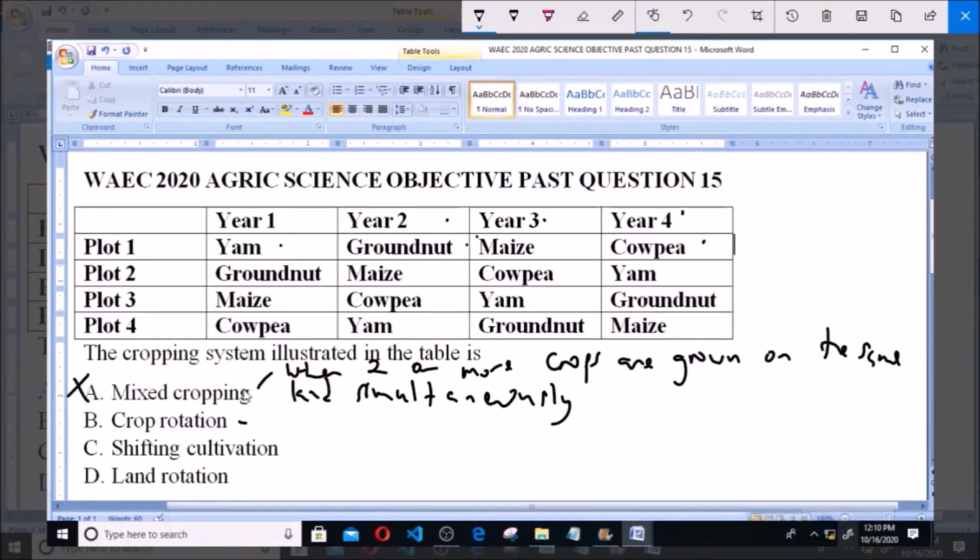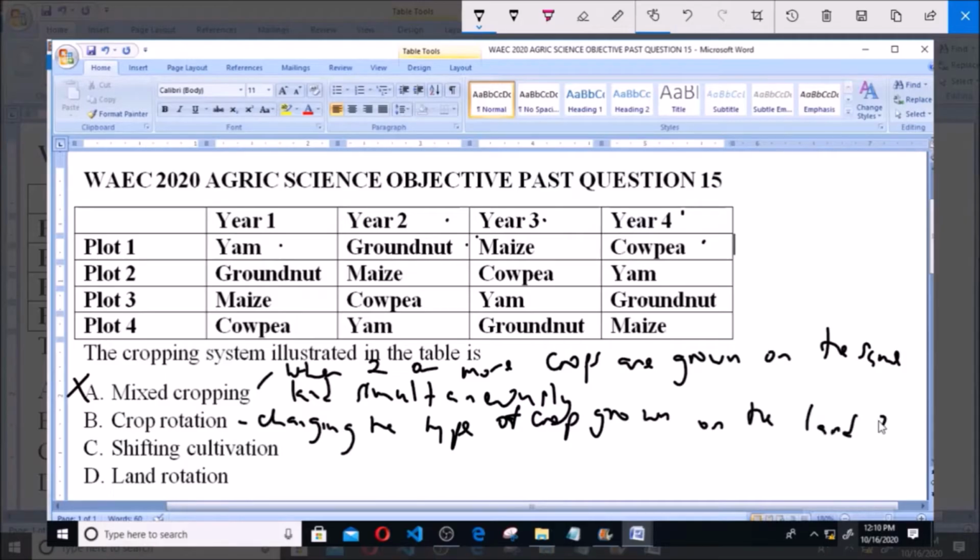Now, option B says crop rotation, and crop rotation is described as changing the type of crop grown on the land each season or year. As you can see here, that is actually the case, because the type of crop that is grown on the land on each plot is changed each season. For example, on plot 2, for the first year, groundnut was grown, and then for the next year another crop was grown, maize. Likewise, the third and the fourth year. So option B, crop rotation, is the correct answer to this question.